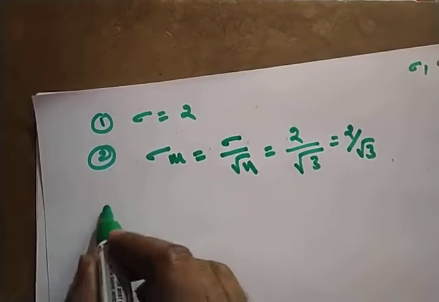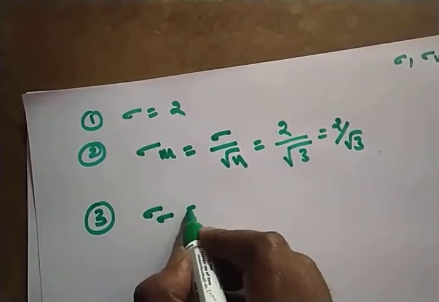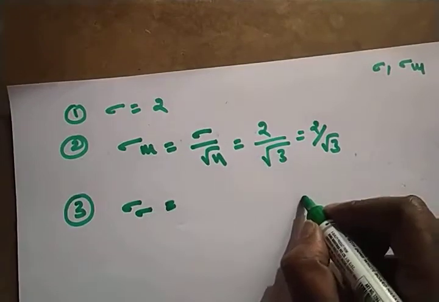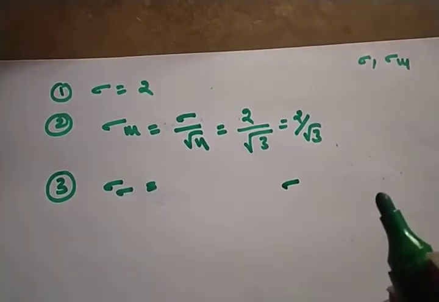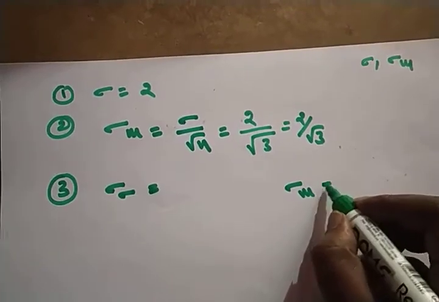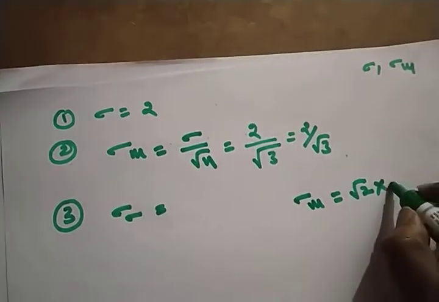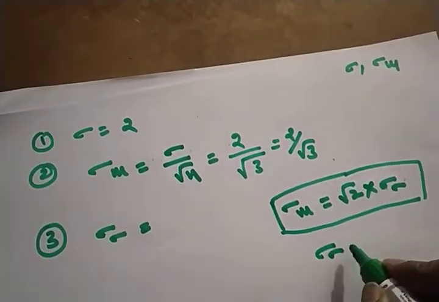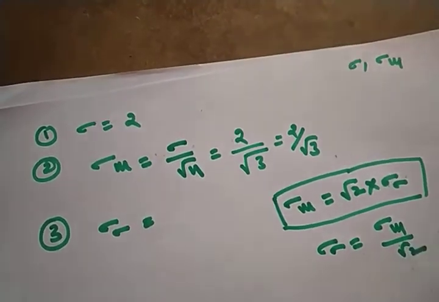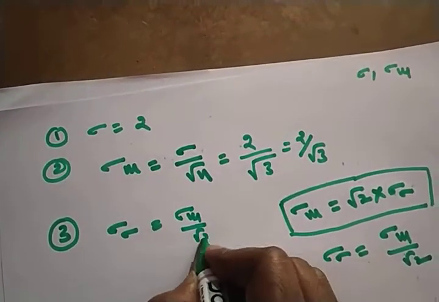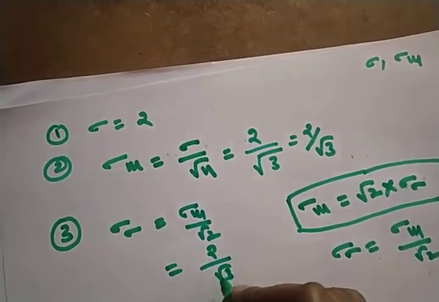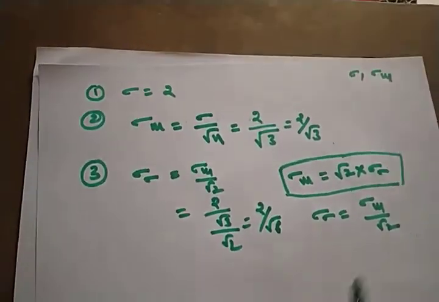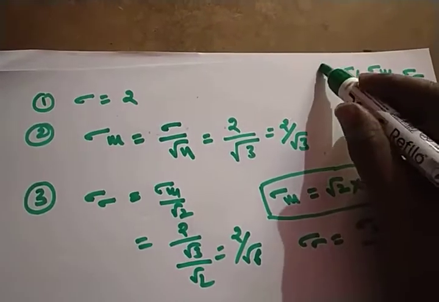After that, they are asking for sigma of sigma, the standard deviation of the standard deviation. What is the formula? You know the one we described in yesterday's class. One very important rule: sigma of sigma is equal to sigma m by root 2, right? So what is sigma m? 2 by root 3, by root 2, which is 2 by root 6. You calculate the sigma also, the standard deviation. So the first part is over.